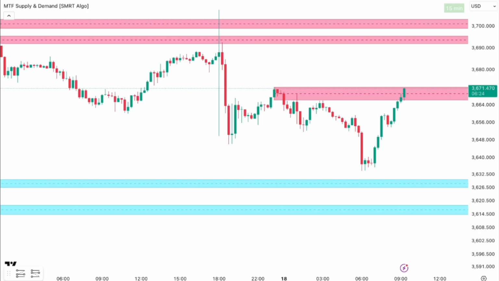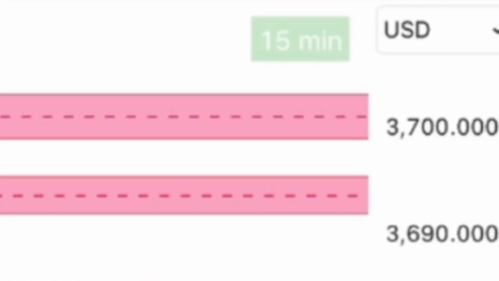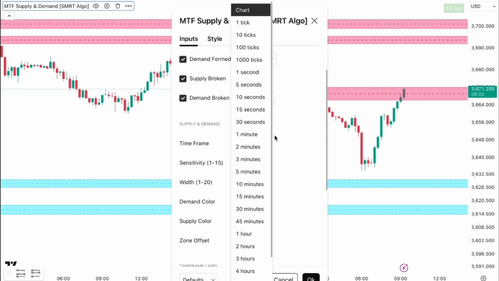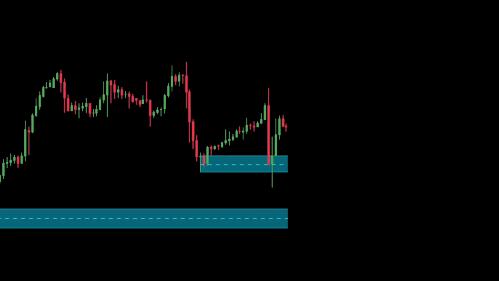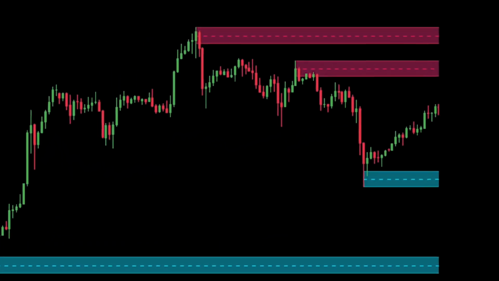The beauty of this tool is that it doesn't just draw supply and demand zones on the time frame you're trading. It also lets you see zones from higher time frames instantly. For example, if you're trading the 15-minute chart, you can quickly switch and see which zones were created on the 1 hour, the 4 hour, or even the daily chart. Why is that so powerful? Because higher time frames almost always dominate lower ones.